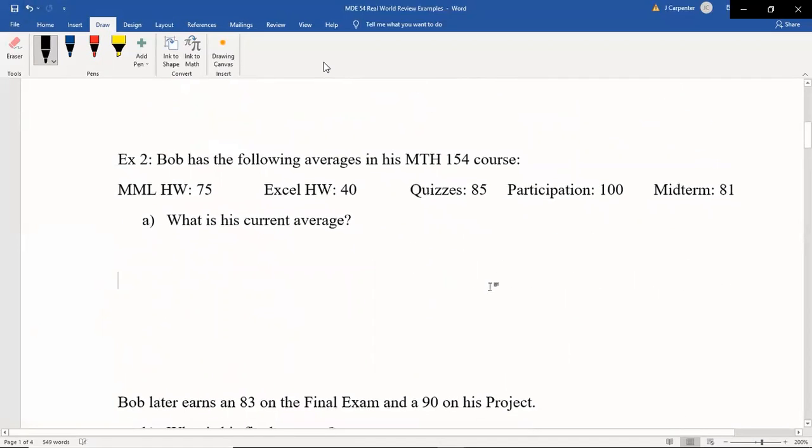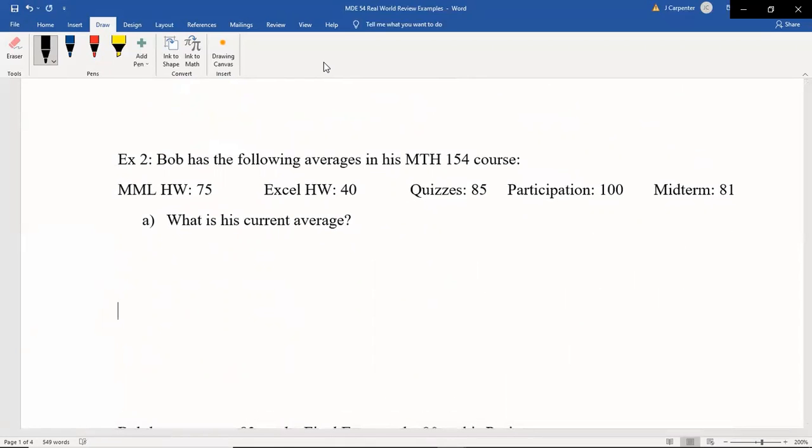Example 2. Sorry, I've got my windows open because it's a nice day. I don't know if you heard that motorcycle, but I definitely did.